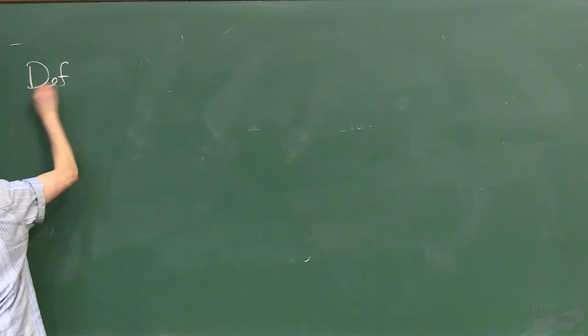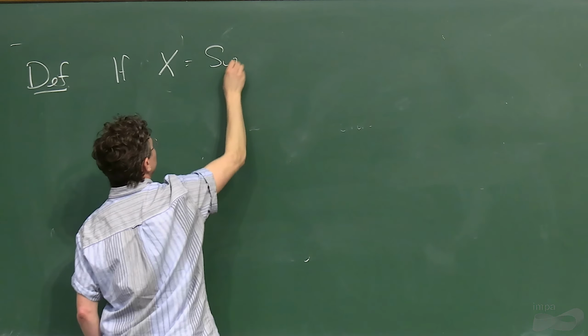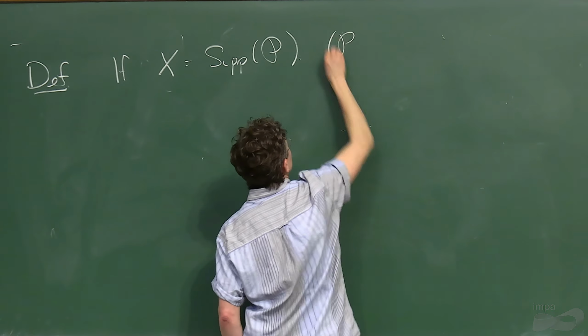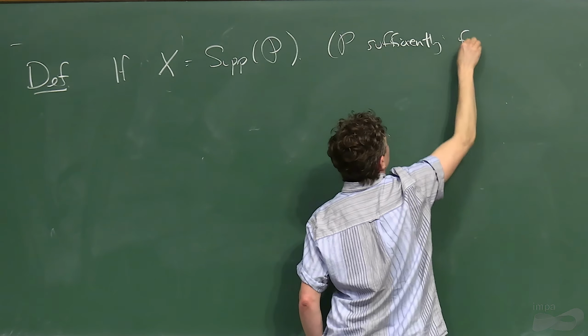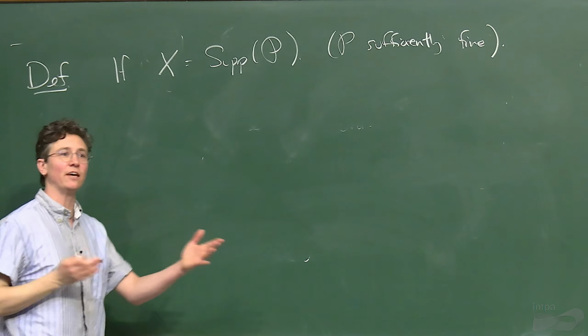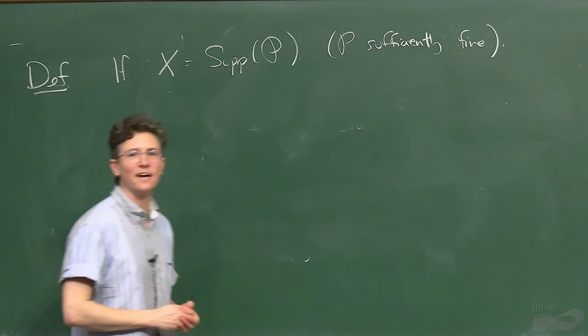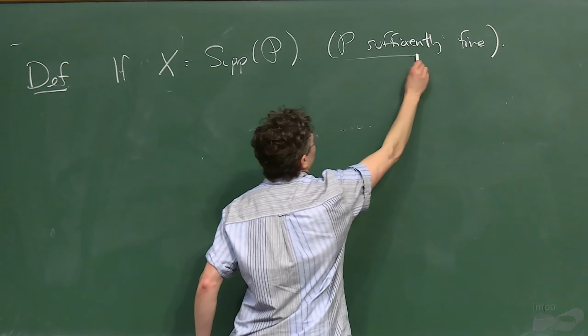So here's a definition, but there's a statement contained in this definition. Let X be the support of some polyhedral complex, and I'll have to say that P is sufficiently, let's say, fine. If you're familiar with what happens when you want to prove an equivalence of, say, cellular and singular homology, you need your cellular complex to be nice enough. Usually the one-point compactification should be a regular CW complex, something like that. So we will need to be a little bit careful.